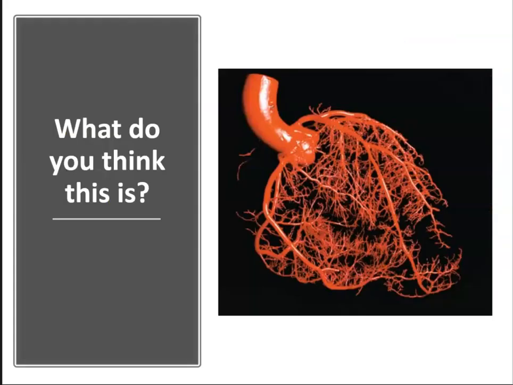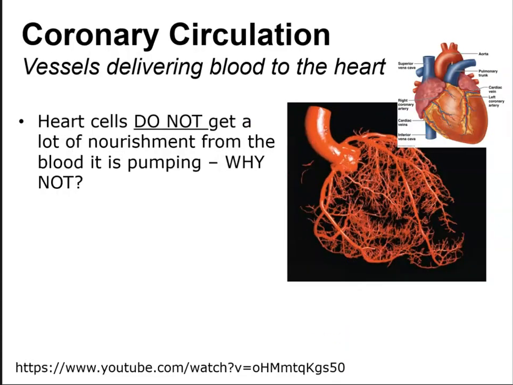So if we take a look at this, what do you think this is? We can see a vast network of vessels in a specific shape, possibly the shape of the heart. So what we're looking at is actually the coronary circulation, and these are the vessels delivering blood to the heart. Here we see a typical picture of the outside of the heart, with a pointing apex right there, and you can see that specific heart shape. If we compare the two, we can see that the vessels surround the heart, giving blood supply to the heart.